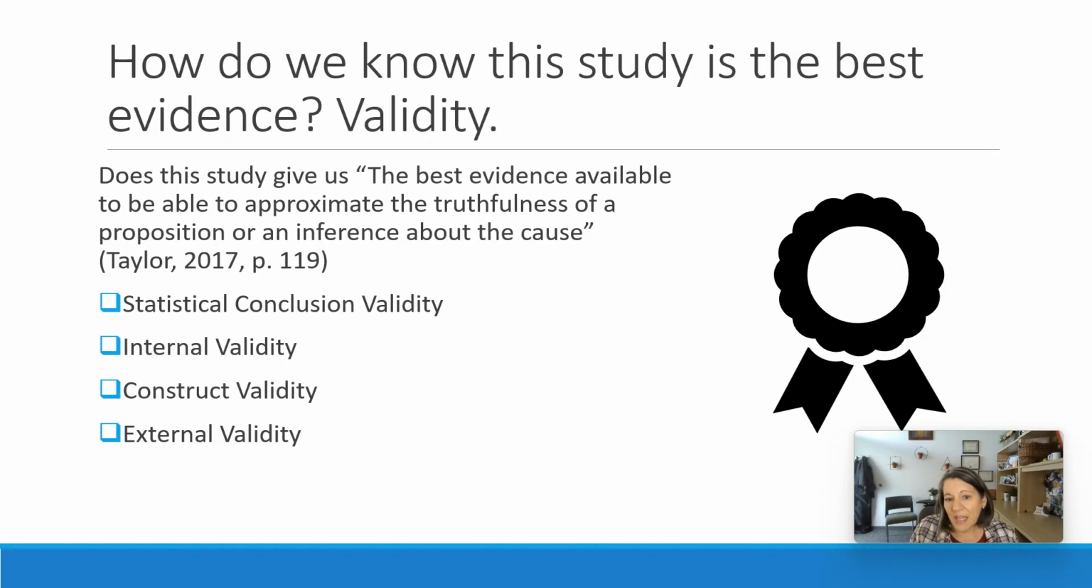Validity gives us the best evidence available to be able to approximate the truthfulness of a proposition or an inference about the cause. Okay, so was this study valid in providing the best proposition or inference about what's going on? Should the intervention be used? Is it a good intervention to use? We have 4 types of validity that we're going to talk about, and we're going to drill down into each of those a little bit more. Statistical conclusion validity, internal validity, construct validity, and external validity.